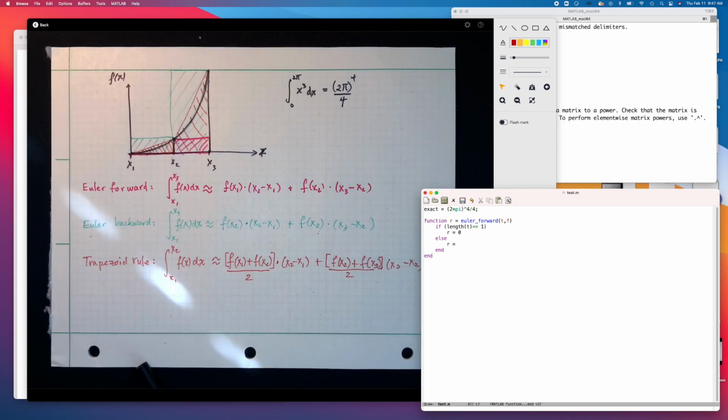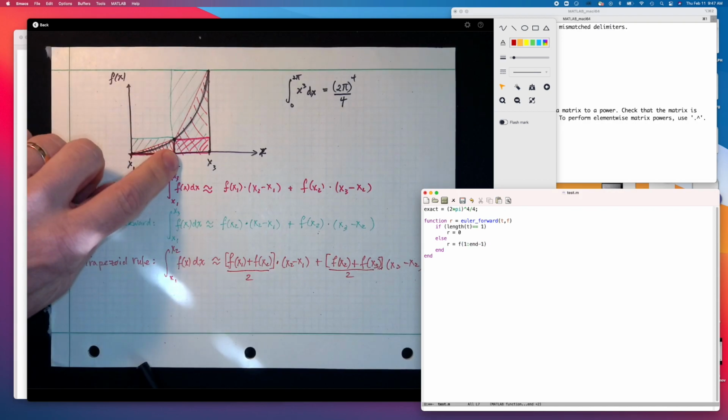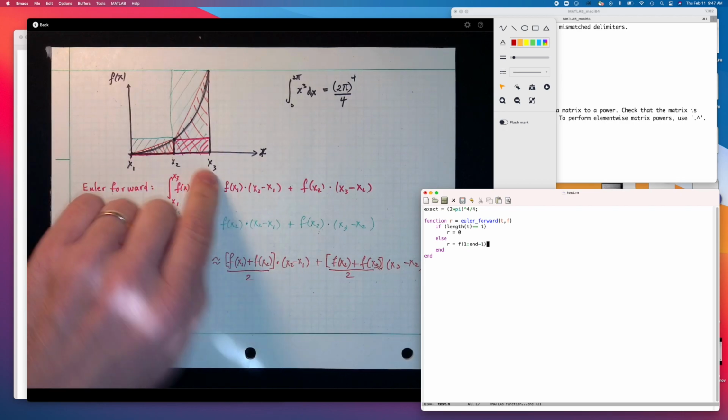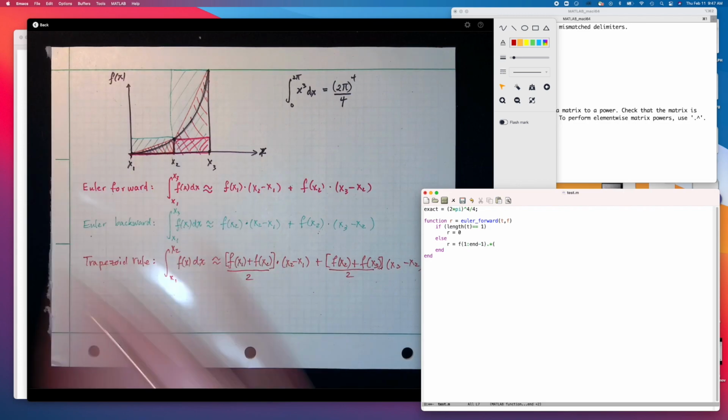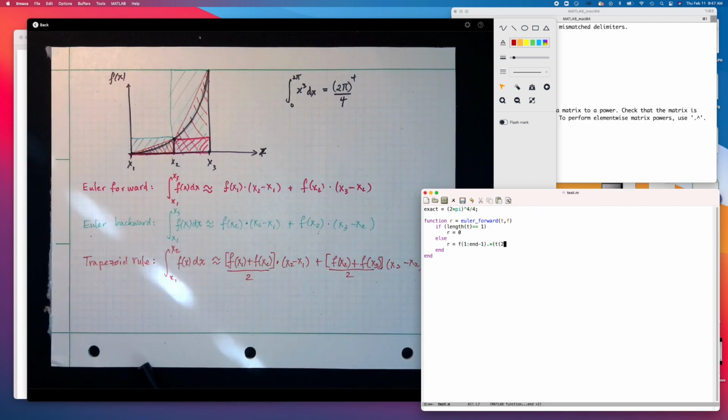R is going to be equal to, so for the Euler forward, I'm going to evaluate the function at the left of all the endpoints. So that's going to be f at 1 through n minus 1. So I'm going to use the first, the second, all the way up to, but I'm going to skip the last point. And I'm going to multiply that by the width of all the points. So that'll be t 2 to n minus t 1 through n minus 1. So this is all the widths of all the panels. And then I return that as my Euler forward.